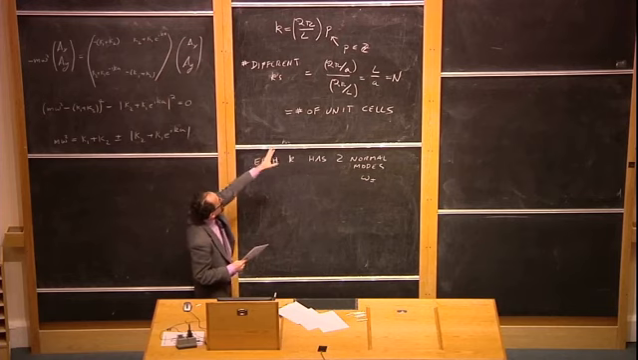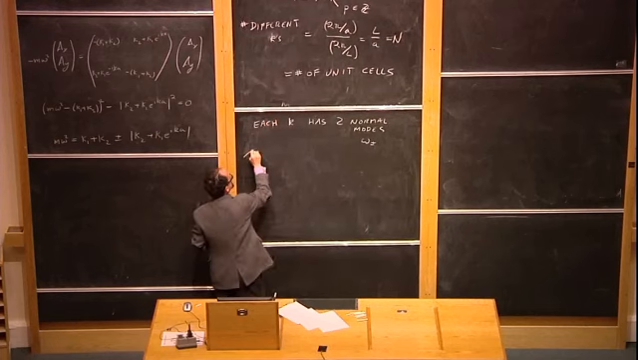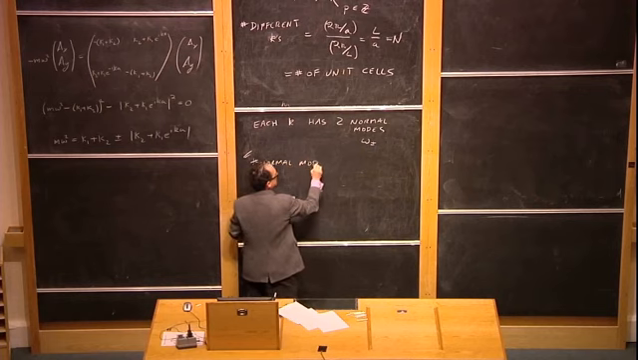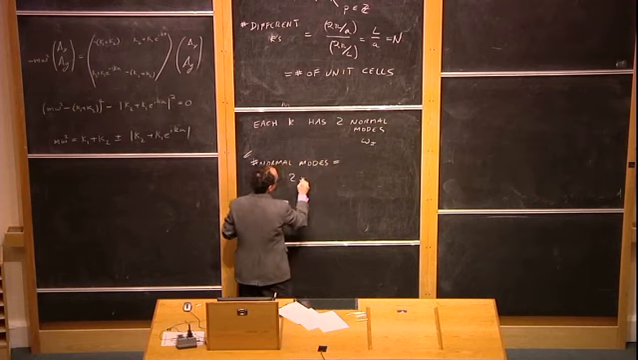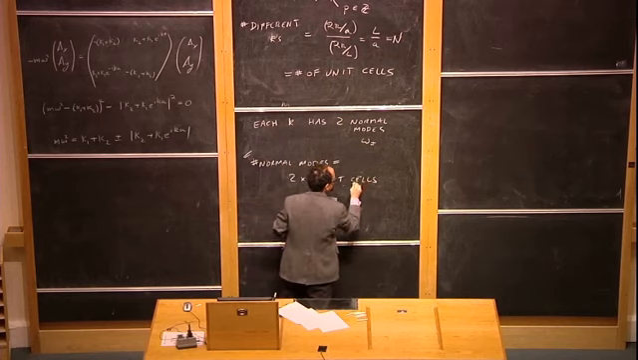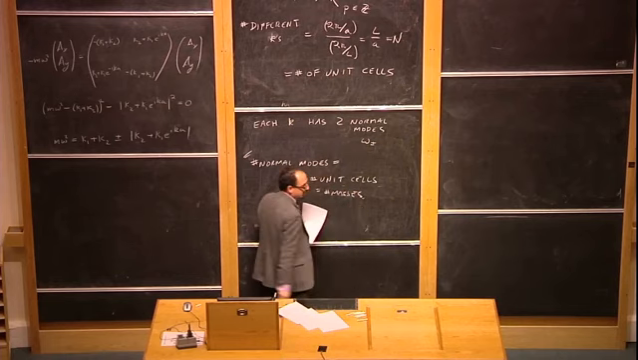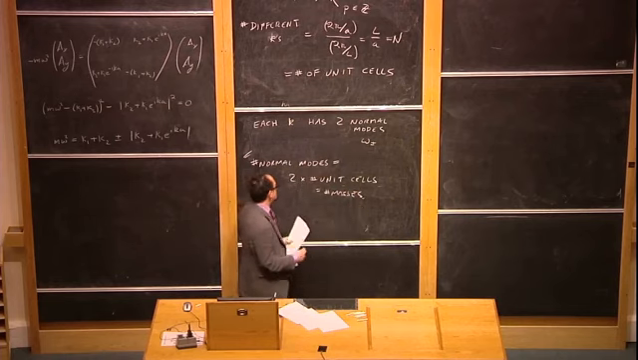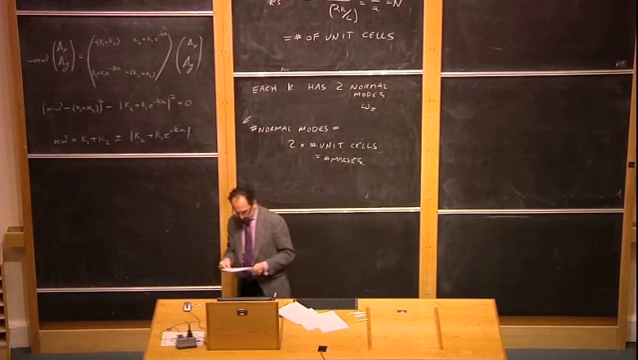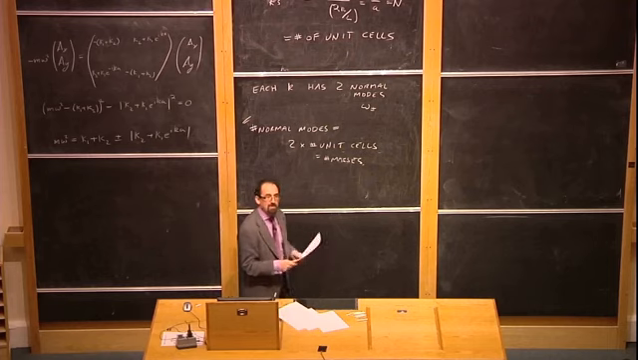The number of k's is equal to the number of unit cells, and each k has 2 normal modes. So the number of normal modes equals 2 times the number of unit cells, which equals the number of masses. And this we should have expected, because the number of masses is the number of degrees of freedom we have. So when we solve this problem, we should have exactly that many normal modes, and indeed we do. So that's good. Everyone happy with that?